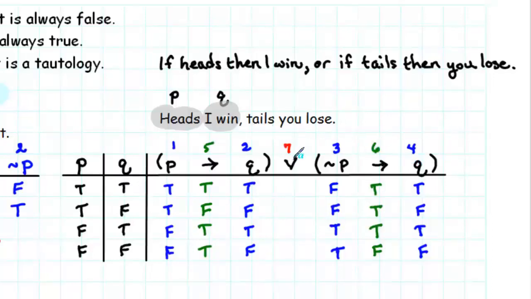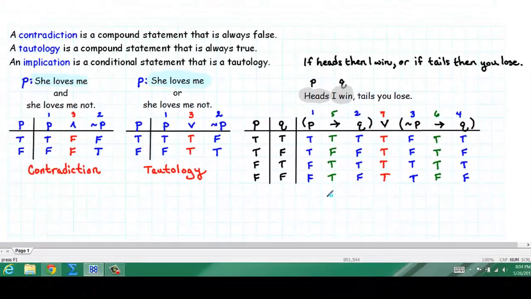Remember, an or statement is only false if both parts are false. Well, in this case, there's at least one true in each case, so that means that we fill in true for all cases. Since we ended up with all trues, that means that this is a tautology.